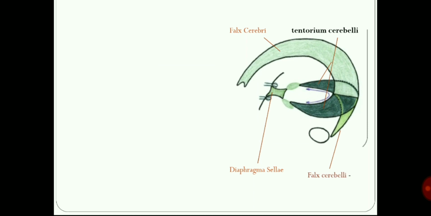Well, after studying this topic, you must remember the different folds of the dura mater and their attachments, and the different dural venous sinuses enclosed by them and their clinical significance.